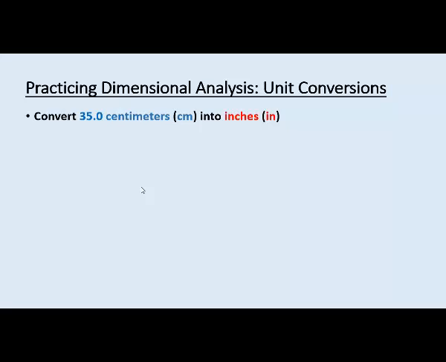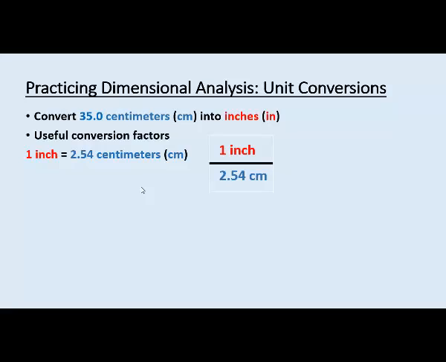Now again, I'd write down the useful conversion factors that I might be able to use to solve this problem. Again, we would use 1 inch as 2.54 centimeters. Two possible fractions could be written with this conversion factor. I could write 1 inch over 2.54 centimeters or 2.54 centimeters over 1 inch, and I have to decide which one of those to use. Now if I'm trying to get an answer in inches, I want that in my numerator.